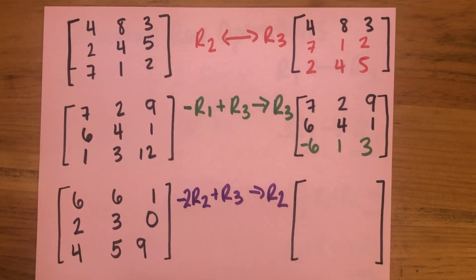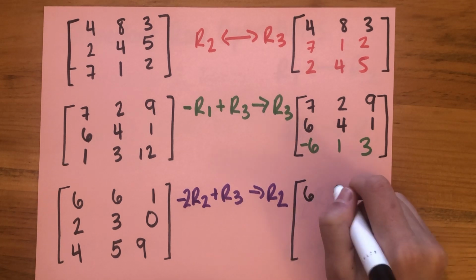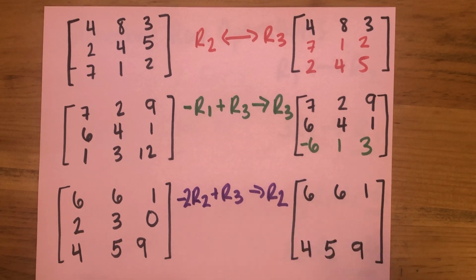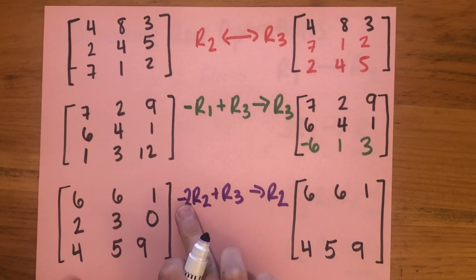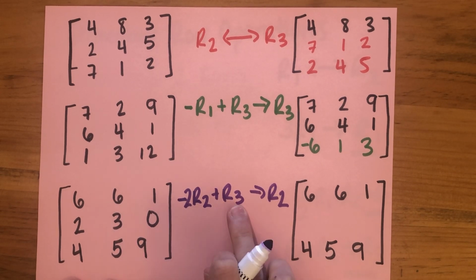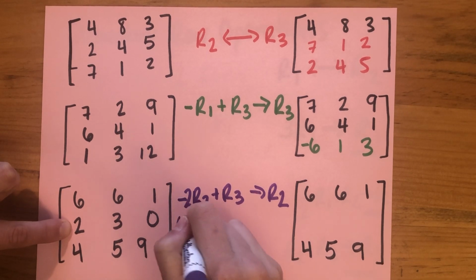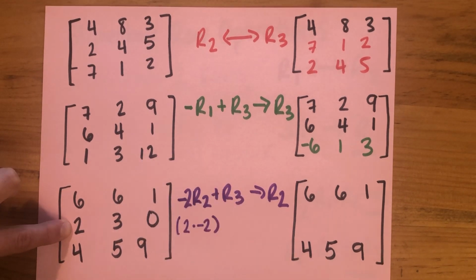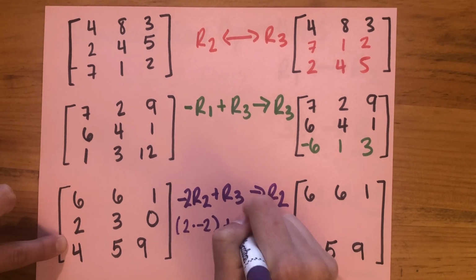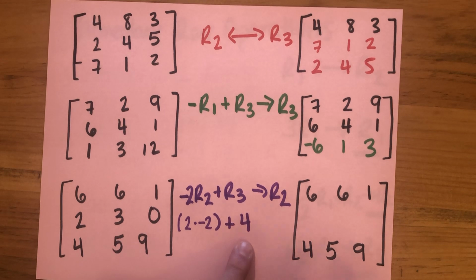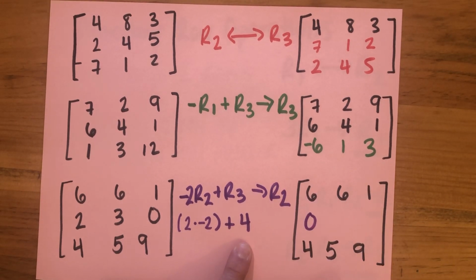All right, so row 1 stays the same, 6, 6, 1. Row 3 stays the same because we're going to row 2, 4, 5, 9. So now we just have to figure out what goes in row 3. So we have to do negative 2 times row 2 and add it to row 3. So we do 2 times negative 2, add it to 4. 2 times negative 2 is negative 4. Negative 4 plus 4 is 0.